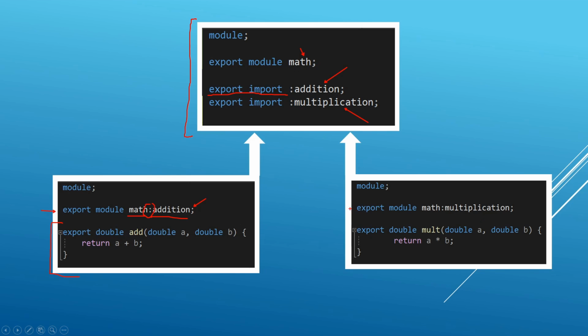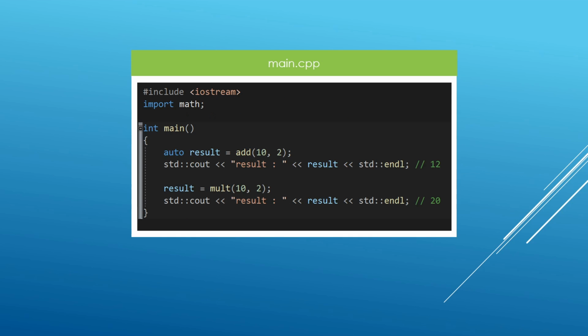Here, again, we follow the same convention to define the multiplication partition here, and we are importing it. After we have the module and partitions defined, we can import the module, and any partition that has been exported will be available for use in this main function here. This is really something you can do.